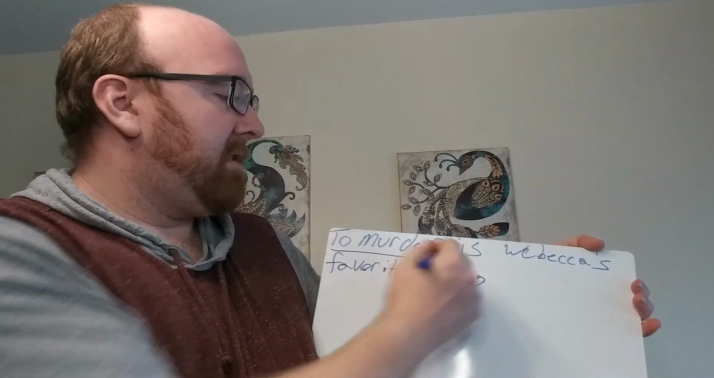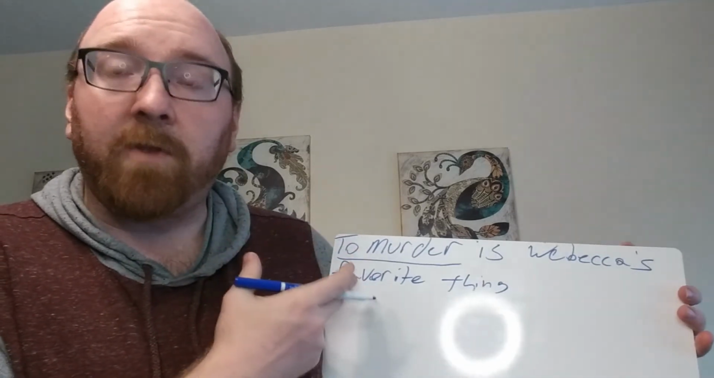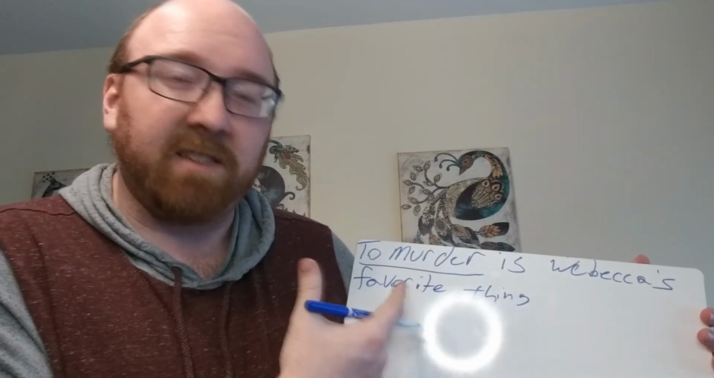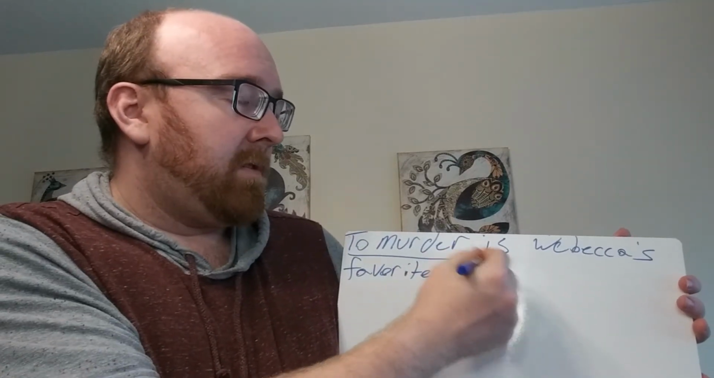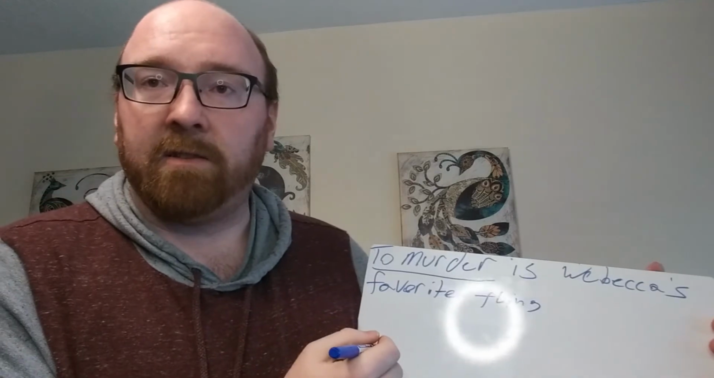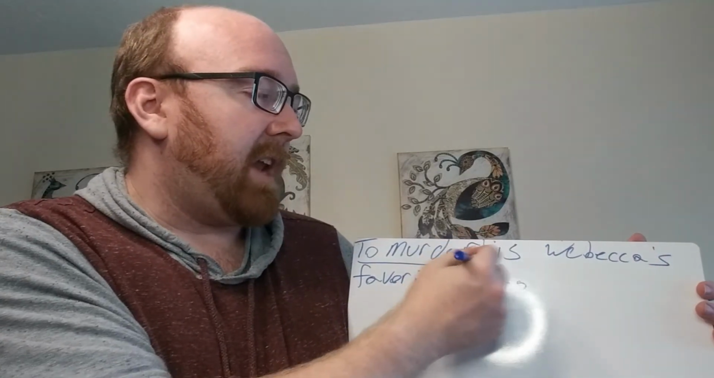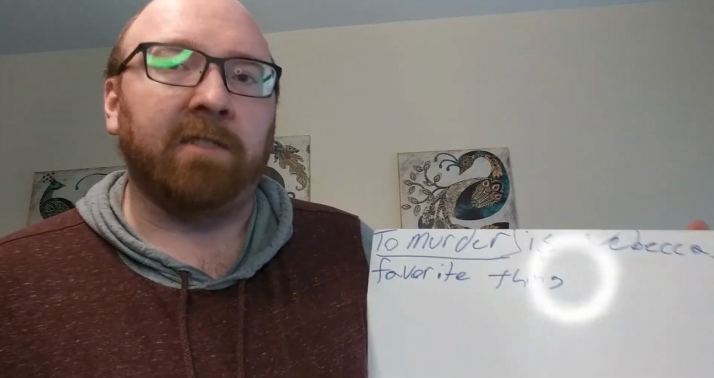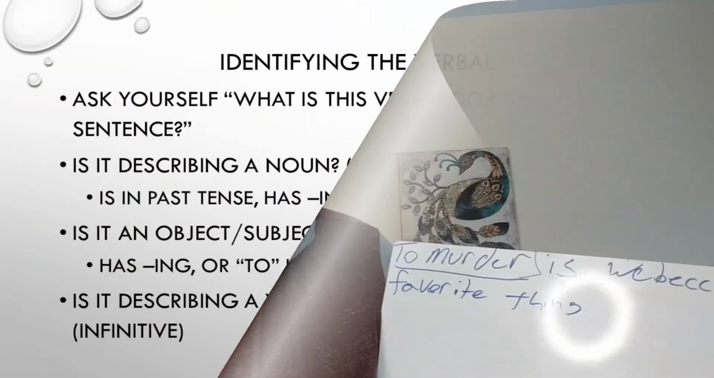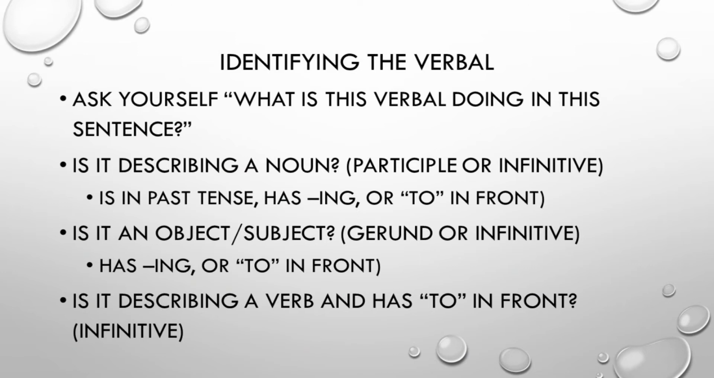So to murder, right, it's an infinitive verb, meaning it's not conjugated, it's just the way it is. And so I would use that to describe what Rebecca's favorite thing is, right? So this becomes the noun. I hope that's working for you, because really you just have to ask yourself, what is this verb doing in this sentence? Is it the noun? Is it the thing that's being described like it is in this sentence? Or is it doing something else? Is it describing the verb?